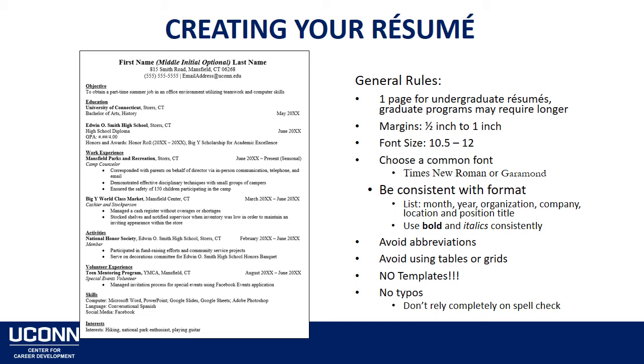Be consistent with formatting. Each experience and activity you include on your resume should include what we call the core 4. That includes the organization, location, position title, and dates of involvement formatted in months and years. Be consistent with using bold and italics. In the example shown, all of the organizations are bolded and position titles are italicized. Avoid abbreviations except states as well as industry-specific programs and certifications such as CPR and SPSS.